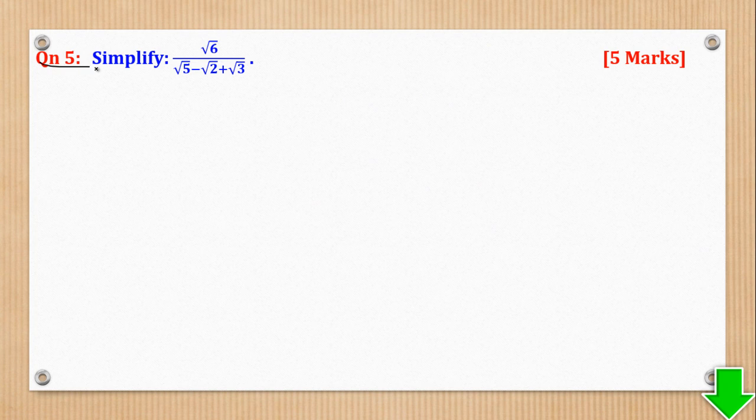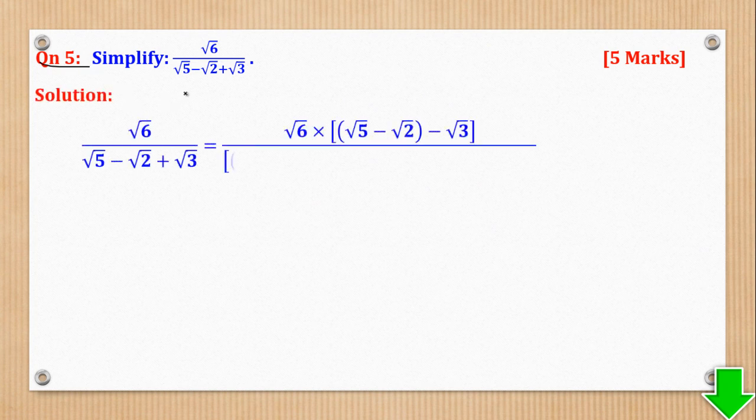Then question 5 came from surds. So they want you to simplify. Simplifying means you rationalize the denominator. So in other words, there should be no surd in the denominator. So the first thing to do is to multiply by the innocent expression. You realize that these are 3.